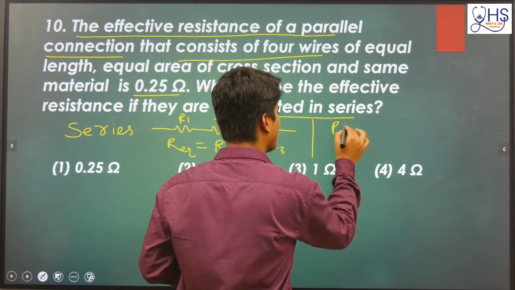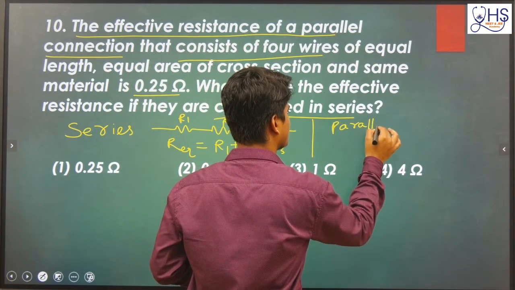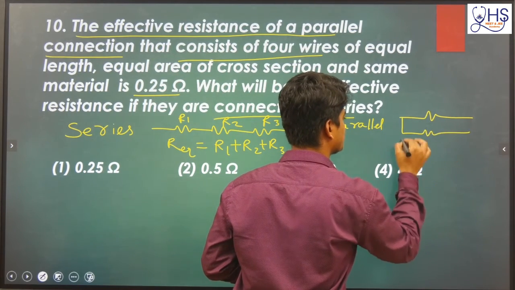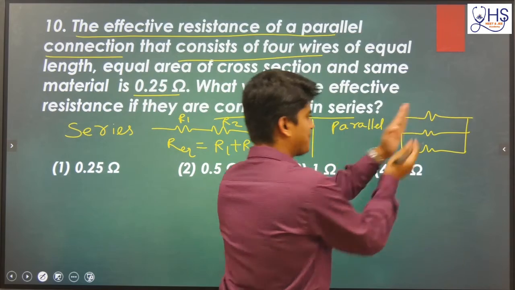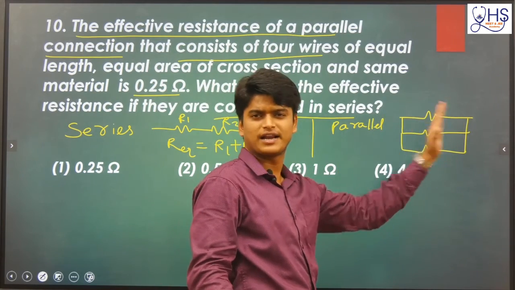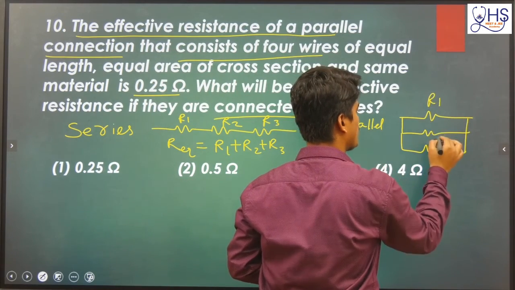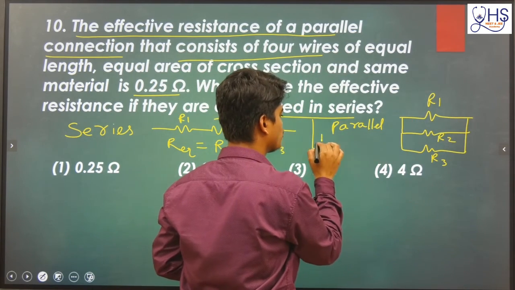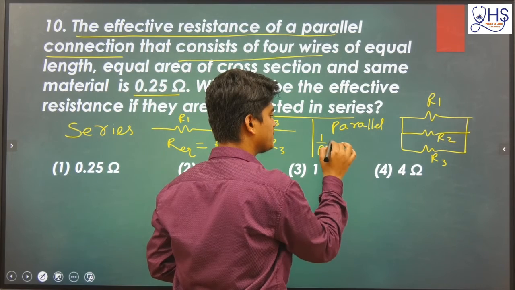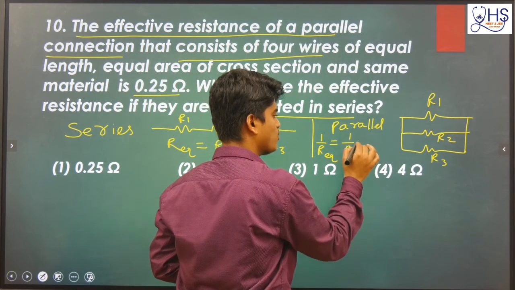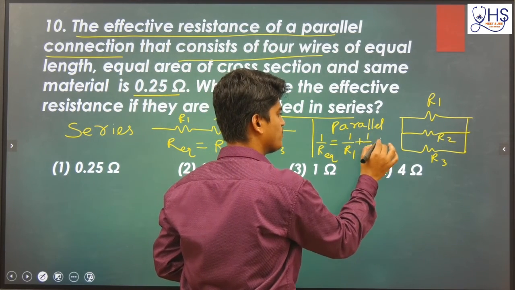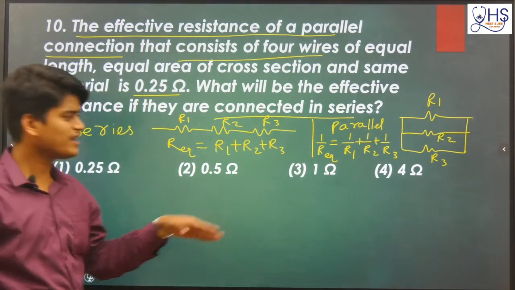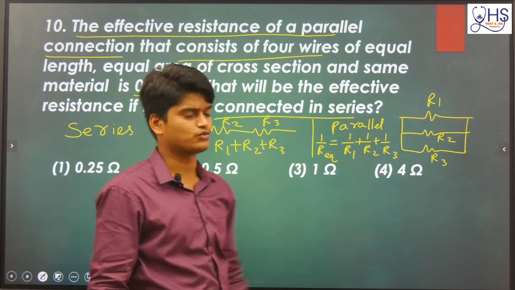Now if a parallel connection is there, how is it? This type of connection is called parallel connection. These are all my resistors. So left side to left, right side to right, this is called parallel connection. If here it is R1, here it is R2, here it is R3, then how do we find the equivalent resistance? 1 by R equivalent is nothing but 1 by R1 plus 1 by R2 plus 1 by R3. Similarly, if R4 is there, then I have to add plus 1 by R4.